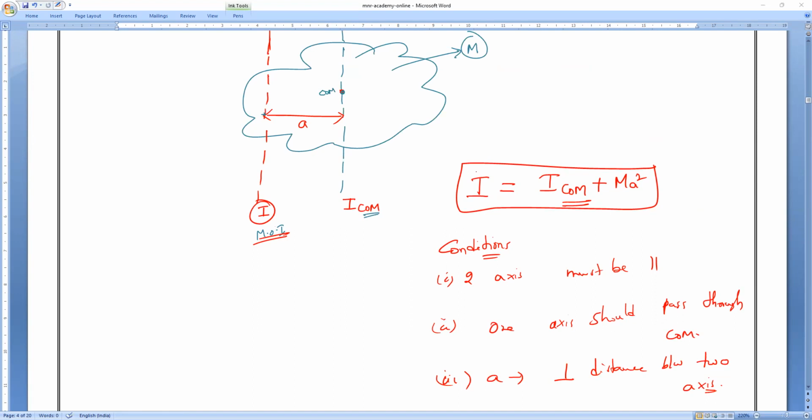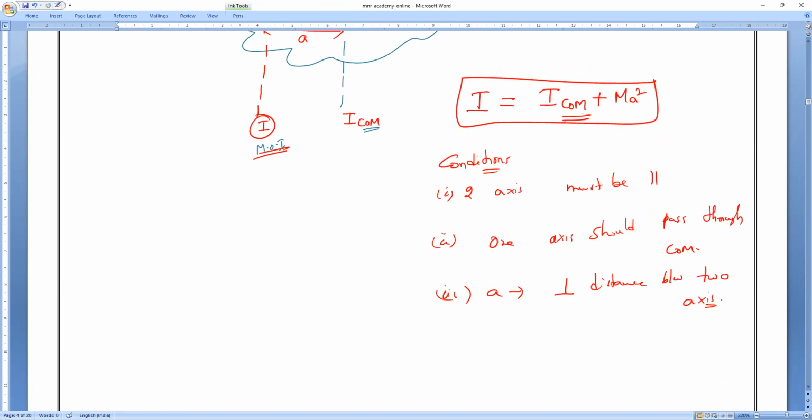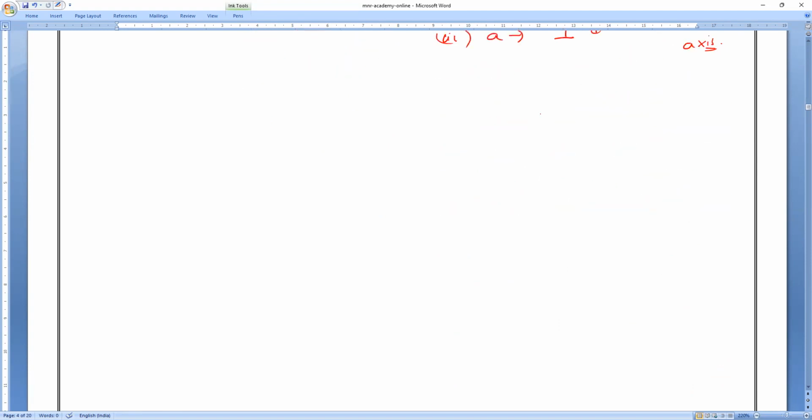Till here, any doubt you can ask me. These are the required conditions for the parallel axis theorem. Any doubt you can ask me. So we are going to prove it now. Let us prove it and verify. So for the proof, you can make it.